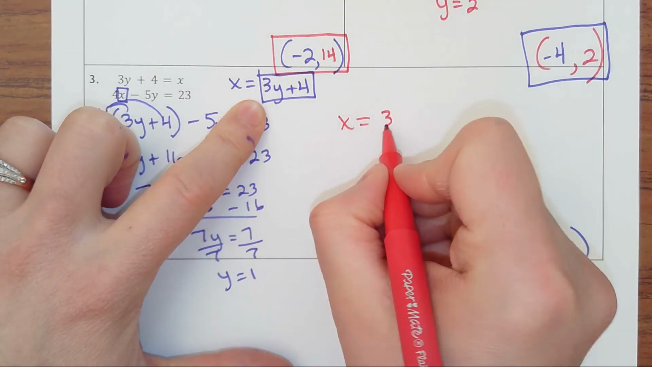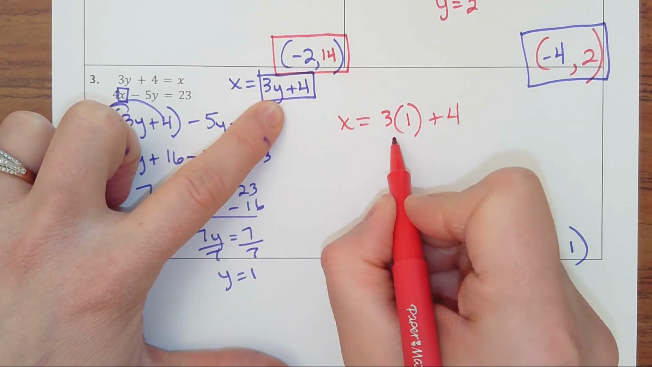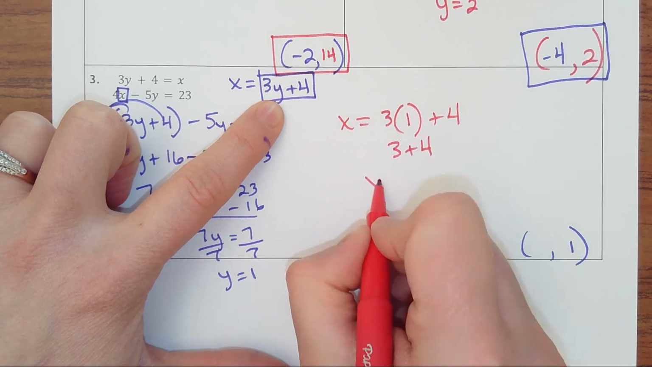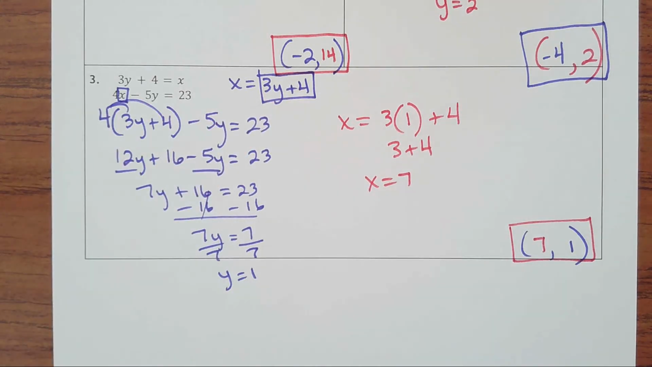I am doing order of operations. So it's 3 times my y value added to 4. That would be 3 plus 4 makes x be 7. And that is it. That is substitution.